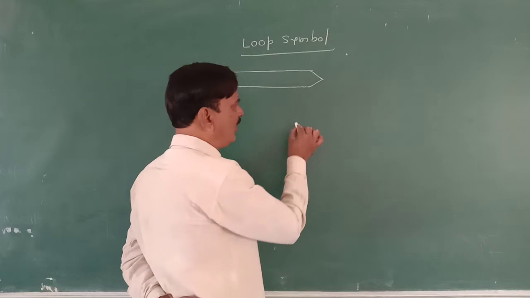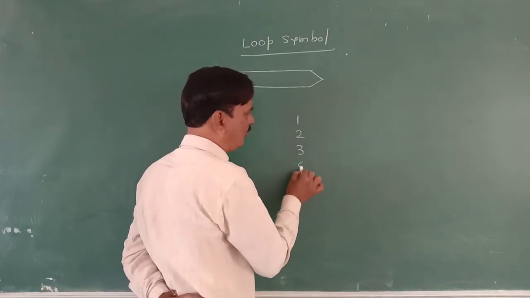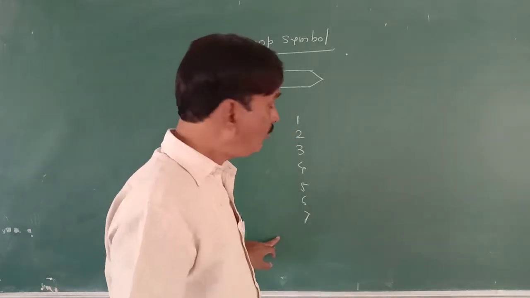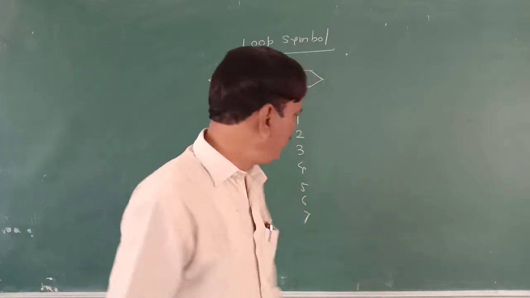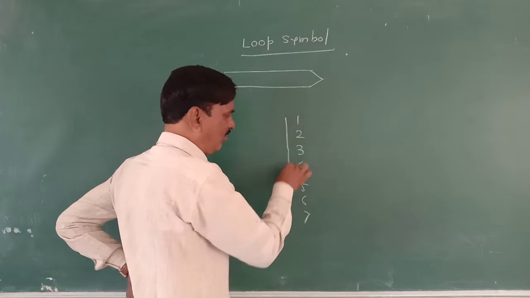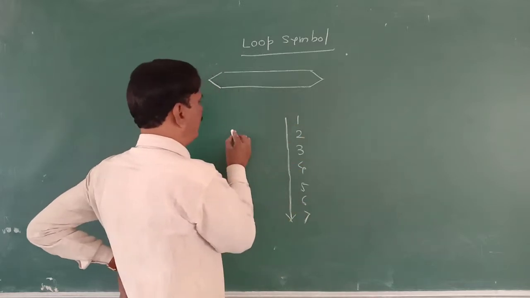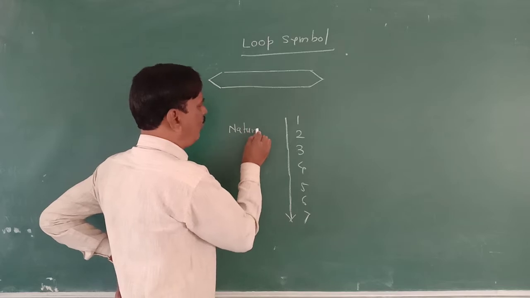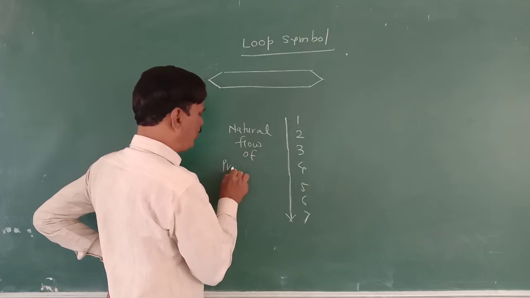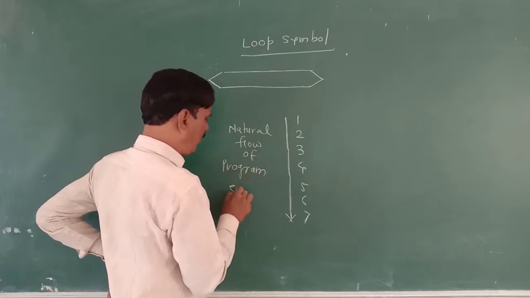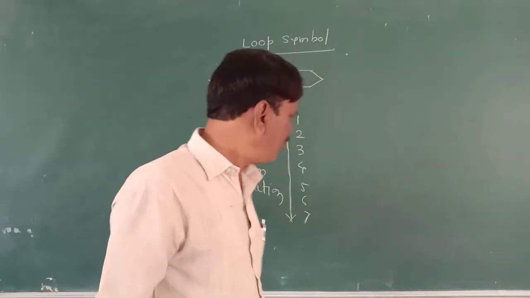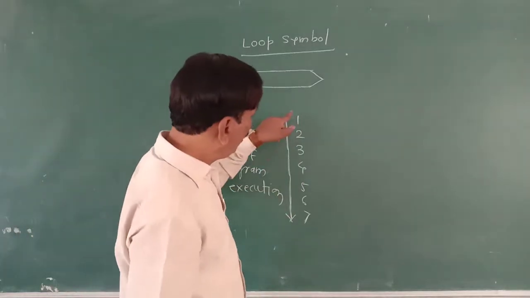So suppose we write a set of instructions. 7 instructions are there, suppose. So the natural flow of a program is sequential. That is, instruction number 1 will be executed first, then second, then third. This is called the natural flow of program execution. So natural flow of program execution is sequential, chronological order.